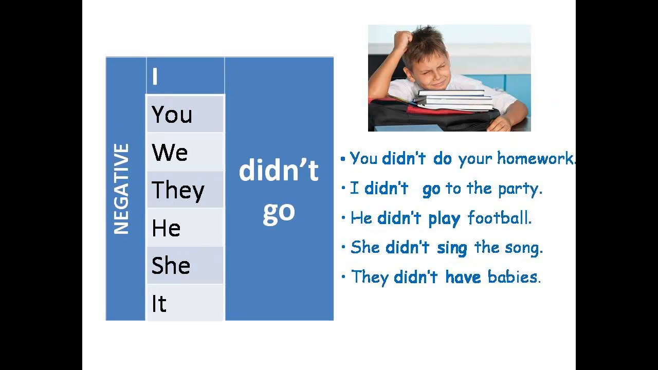Now the negative form of simple past is to put didn't or did not plus verb 1 or base verb. Example: you didn't do your homework, I didn't go to the party, he didn't play football, she didn't sing the song, they didn't have babies. As you can see, we put verb 1 or the base verb after did not or didn't.